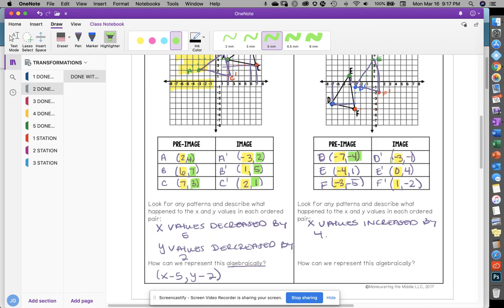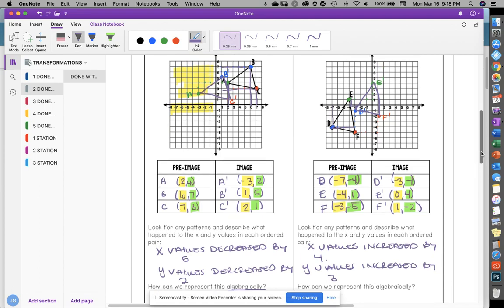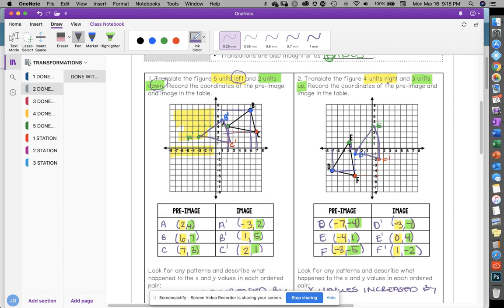I went from -4 to -1. I'm going to say that increased by 3. I went from 1 to 4. That's an add of 3, adding 3 there. -5 to -2, definitely adding 3 there. So I'm going to say my y values increased by 3. So let's look back up at our directions.